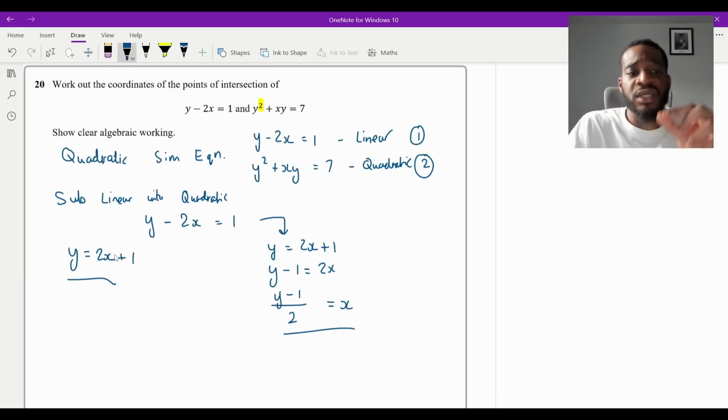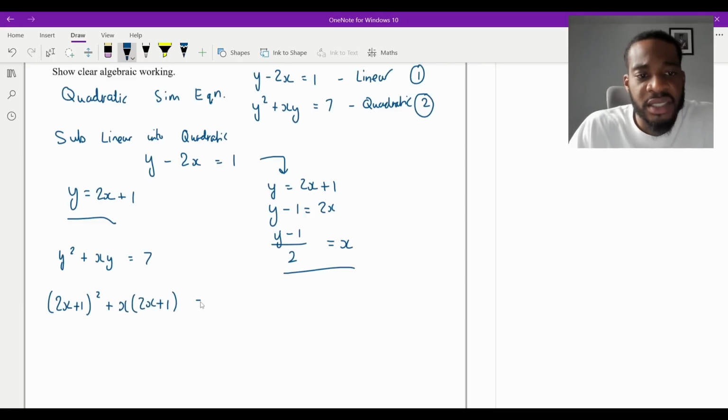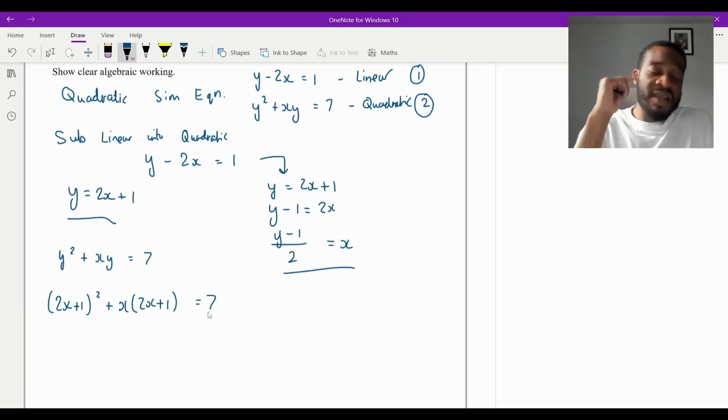I remember what we said. We sub the linear into the quadratic. So if I write the quadratic one again, it's going to be y squared plus xy is equal to 7. And now I'm going to sub in y into that. So I'm going to have 2x plus 1 all squared plus x, and then y is 2x plus 1, like that, and then this is going to equal 7. And can you see we've eliminated that variable y?